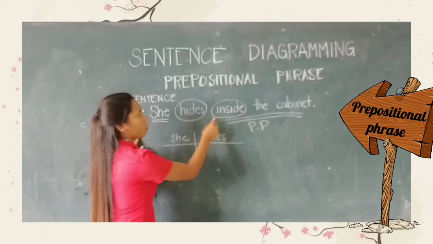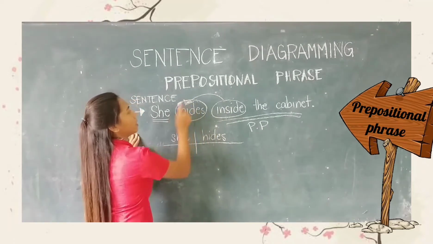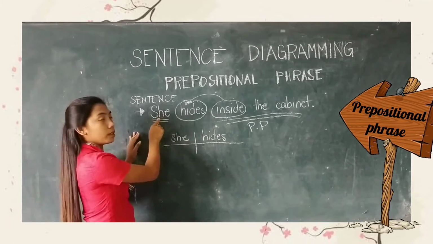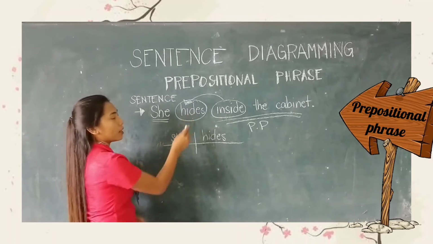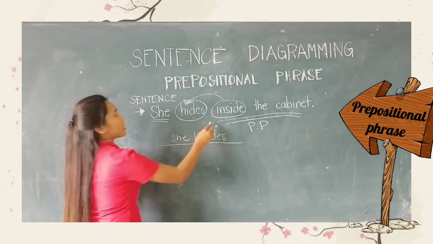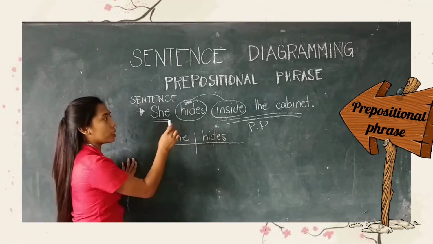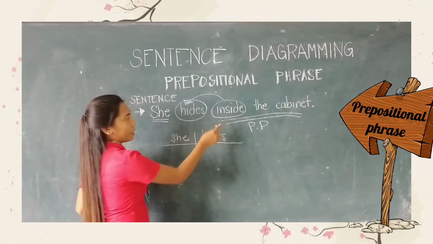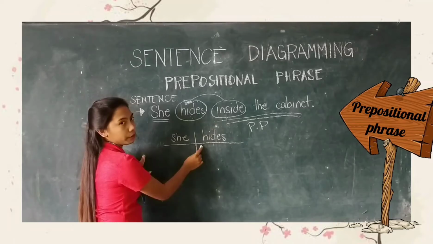Does this phrase modify hides? Or does it modify she? So, obviously, the answer is hides. Why? Because this phrase tells about the verb. Where did she hide? She hides inside the cabinet. Therefore, we must put this phrase under the verb.